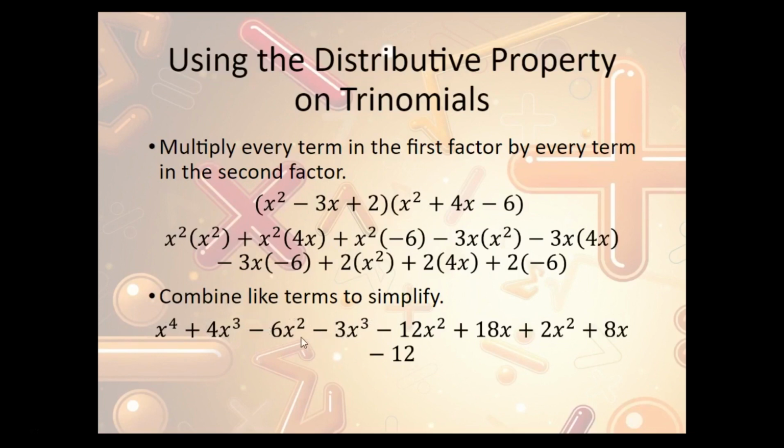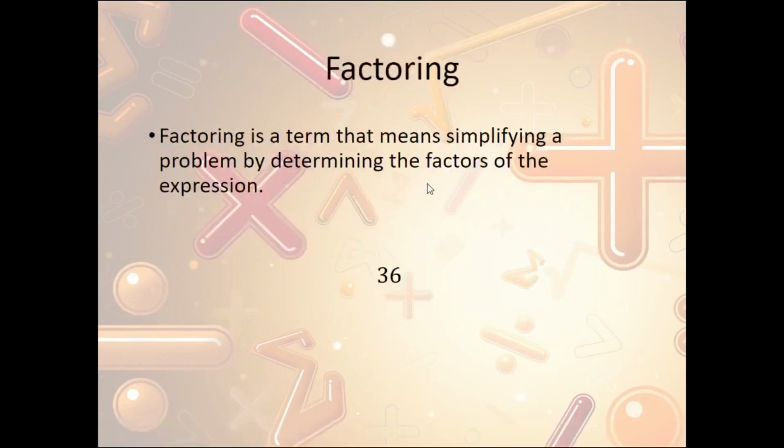Then we do all the x squareds. Then we do all the x's. Then we do all the constants. And when we combine them, we end up with x to the fourth plus x cubed minus 16x squared plus 26x minus 12.